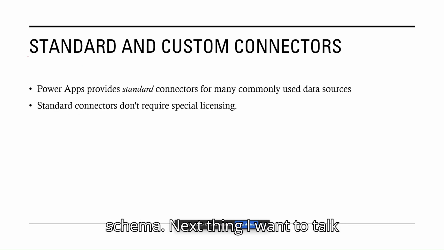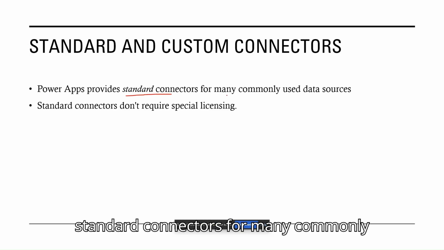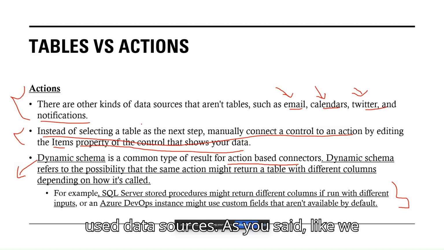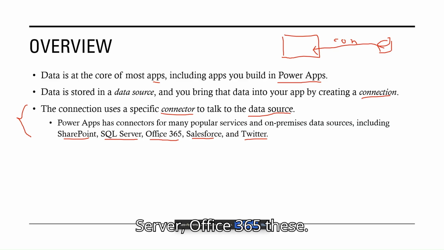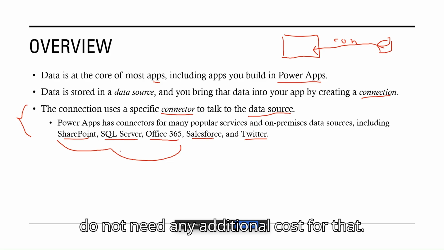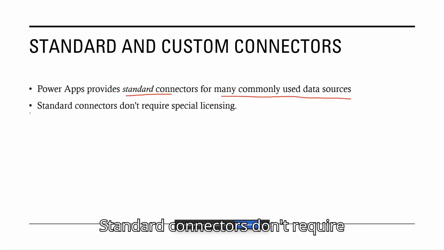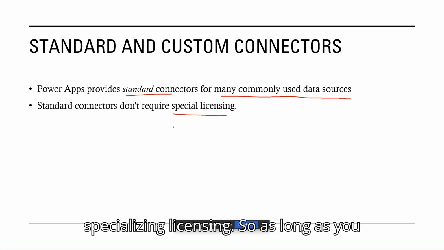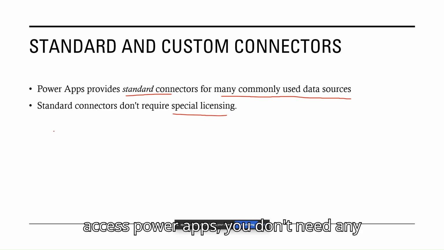Next thing I want to talk quickly about is standard and custom connectors. Power Apps provide standard connectors for many commonly used data sources. As we talked about, things like SharePoint, SQL Server, Office 365 are examples of standard connectors. You do not need any additional cost for that. Standard connectors don't require special licensing. So as long as you have a license which is able to access Power Apps, you don't need any extra license.